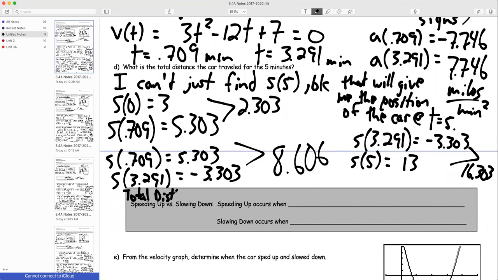Total distance, I'm going to add up those 3 things, those 3 intervals, how far I traveled during those 3 intervals. So 2.303 plus 8.606 plus 16.303 gives me a total distance of 27.212 miles.